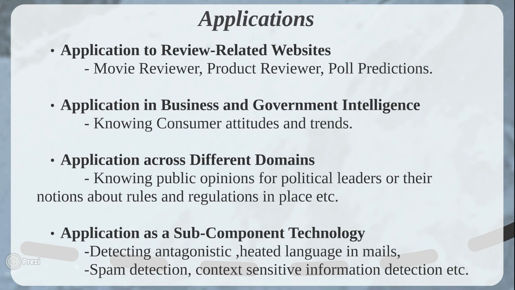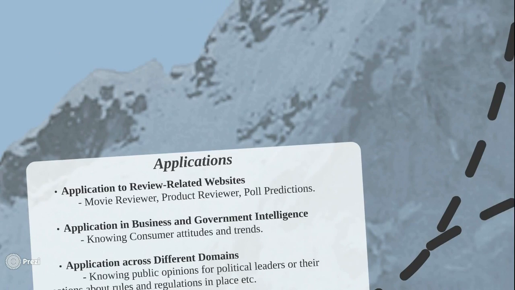We have different applications for this project. It helps in review related websites, for example movie reviewers, product reviewers, poll predictionists. It also has application in business and government intelligence for knowing consumer attitudes and trends. It also has application across different domains, like knowing public opinion about political leaders or their notions about rules and regulations in place, etc. It also helps as a subcomponent technology, like for detecting antagonistic and heated language in mail, spam detection, context sensitive information detection, etc.